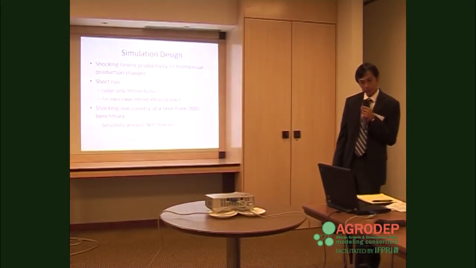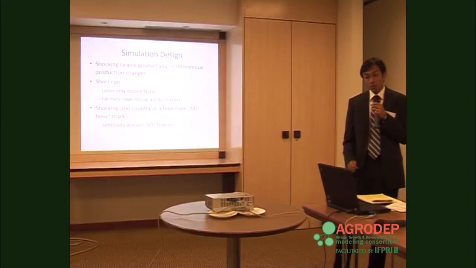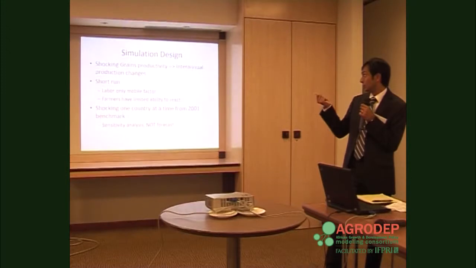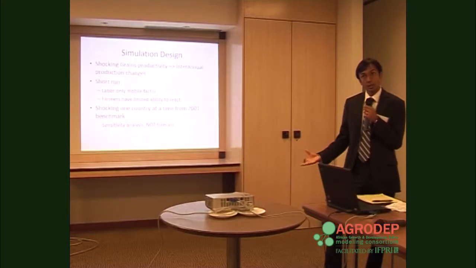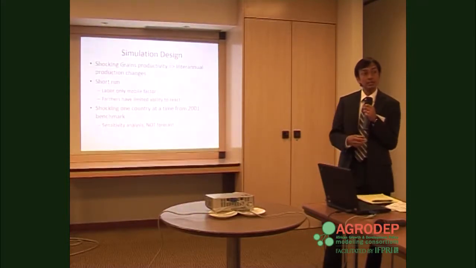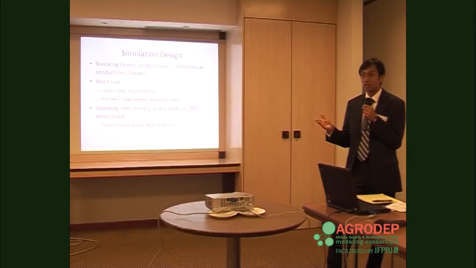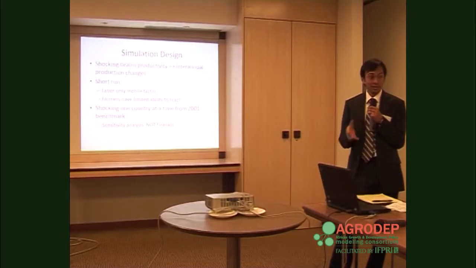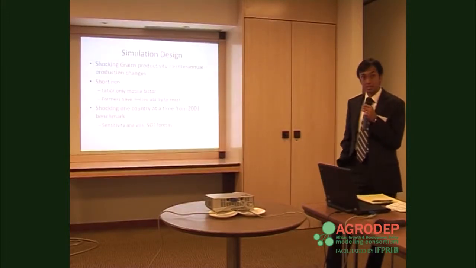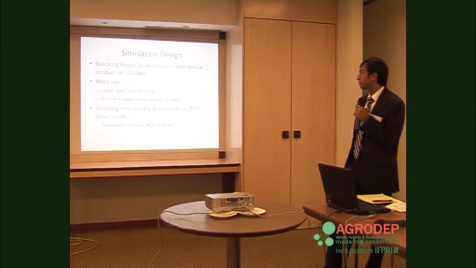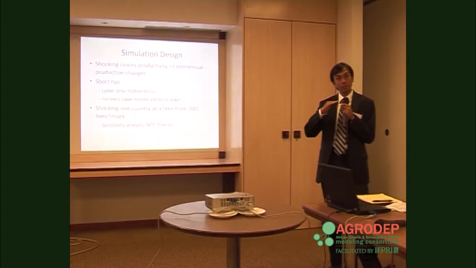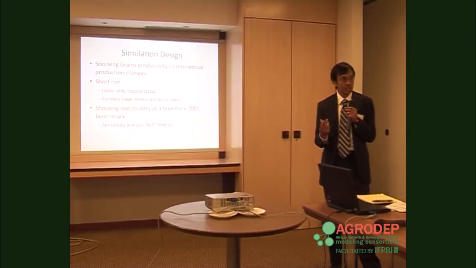So just a few additional words about the simulation design. So we shock grains production in a comparative static framework. So we're looking at interannual production changes. We assume a short-run closure. So the only factor of production that's mobile across industry is labor. So you can't have capital like tractors or whatnot migrating over into some other industry right away. There's no adjustment in capital or land. And as I just said, we're shocking one country at a time from a benchmark 2001 economy. So it's a sensitivity analysis. It's not a forecast.